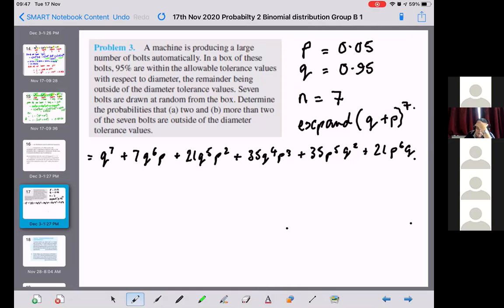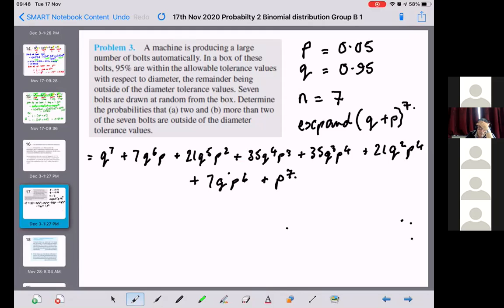I've got the P and the Q the wrong way round for a start. So that's Q to the 3, P to the 4, plus 21 Q to the 2, P to the 5, plus 7 Q P to the 6, plus P to the 7.